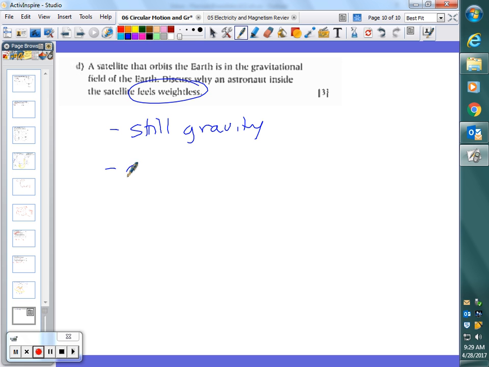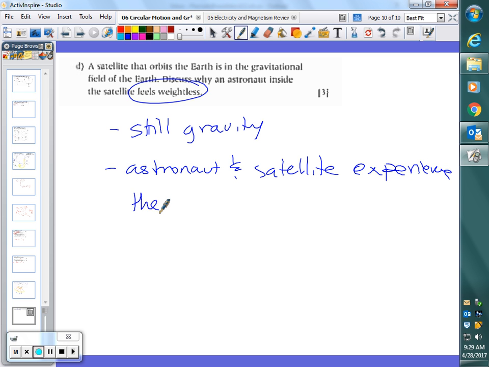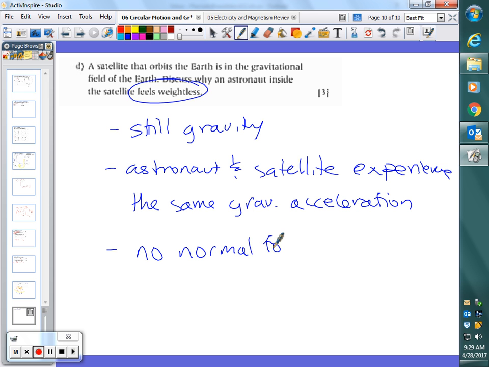Two, astronaut and satellite experience the same gravitational acceleration. And this results in no normal force.